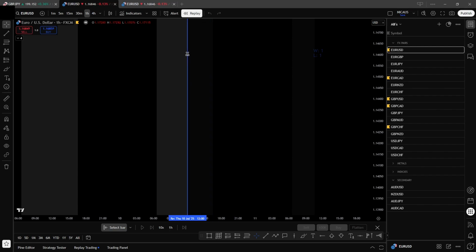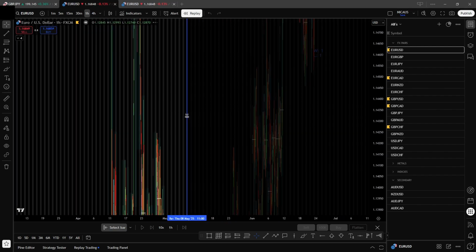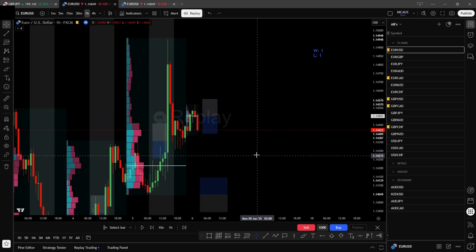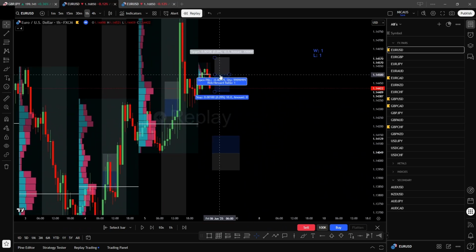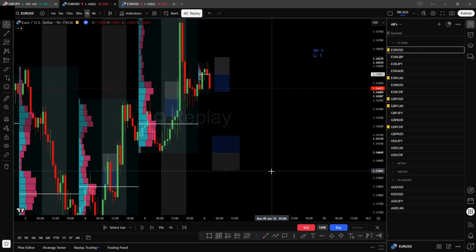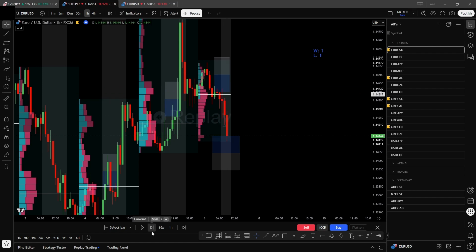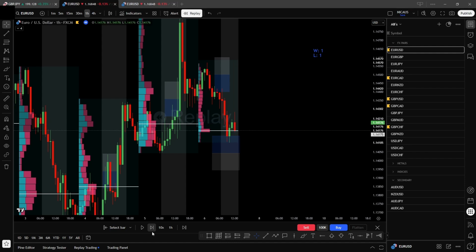Oh, I've just pressed the wrong button. So this was our entries, right? So we're here in an entry, we're here in an entry. So let's move forward. Looks like it's shying away from the buy. Let's see where we go.